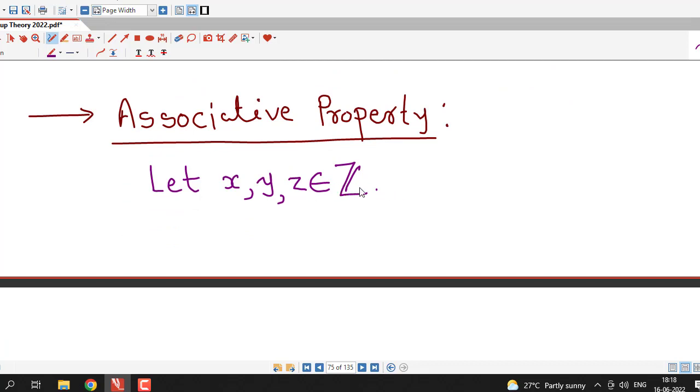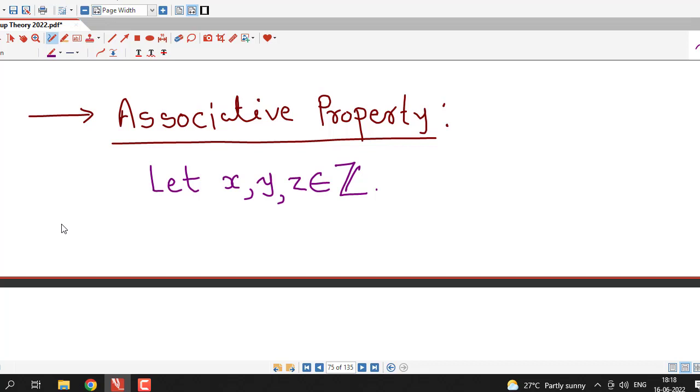Now I don't know whether the associative property is going to be satisfied or not. So what I can do is, first I can try to prove this property, and if there is some difficulty in proving that property, then I may have the idea that this property might not be satisfied on the set of integers.